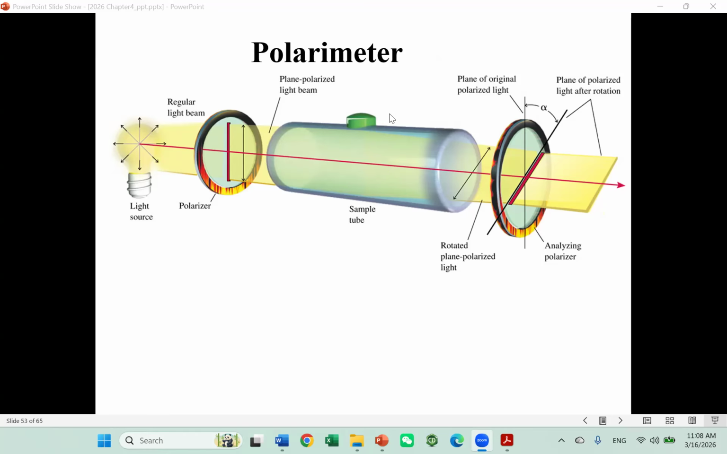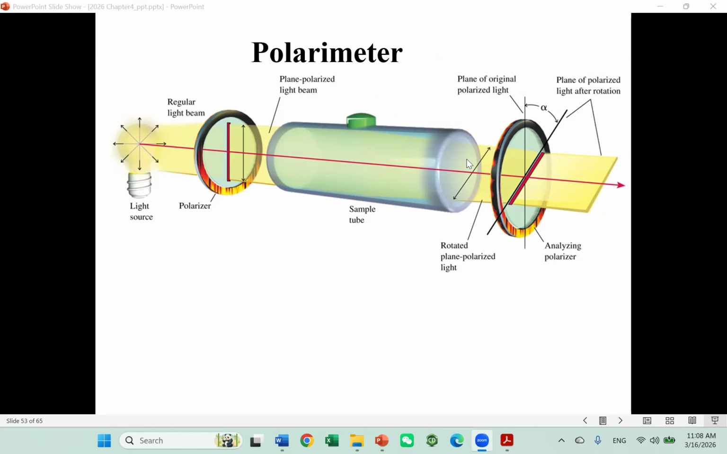Then you put your sample in the sample cell, or sample tube. Normally it's a liquid sample, either a solution or a pure liquid. If this sample is chiral, also called optically active, it will rotate the plane polarized light by certain degrees. Then there's a detector that can detect how many degrees your sample rotates the plane polarized light.